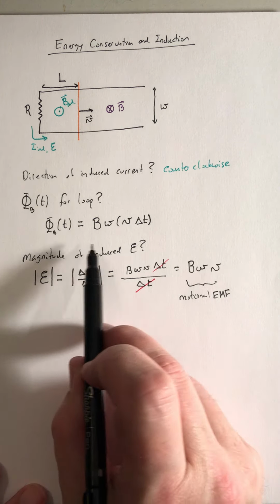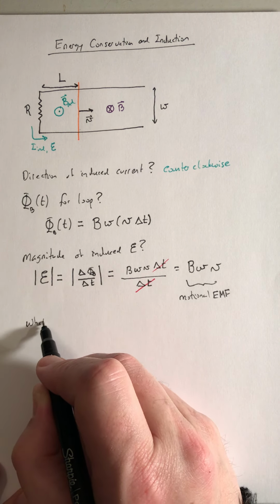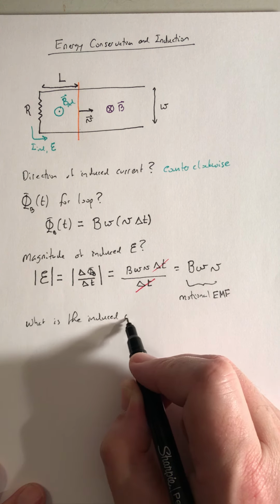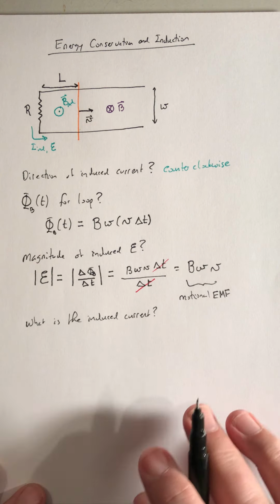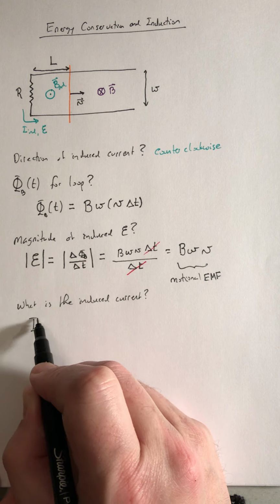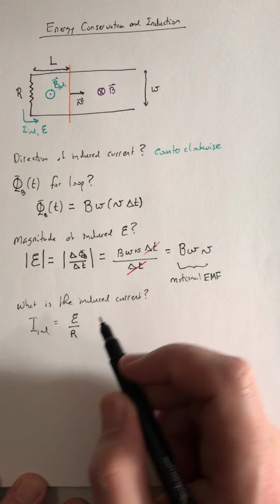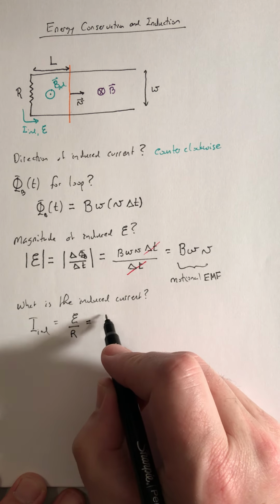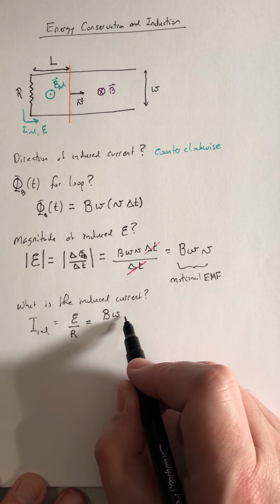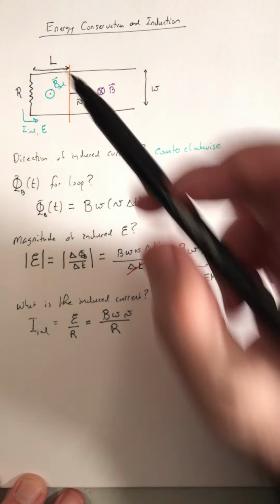All right, so we have the magnitude of the induced EMF. The next question is, what is the induced current? Well, we have Ohm's law. So the induced current is going to equal the EMF over the resistance. So far we have magnetic field strength times the width times the speed over the resistance in the loop, R.